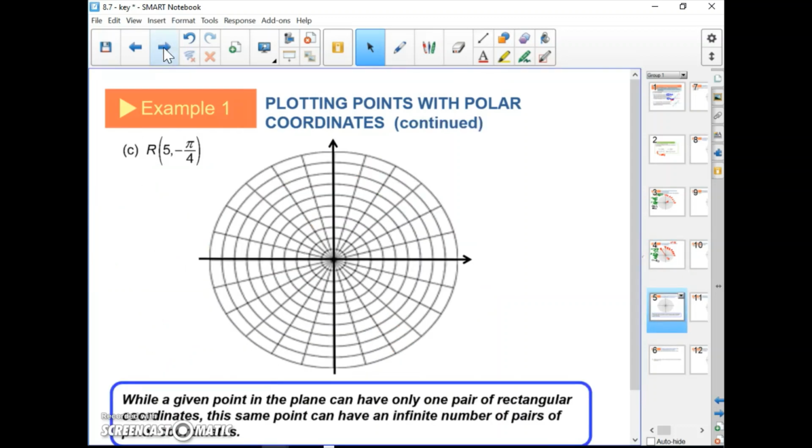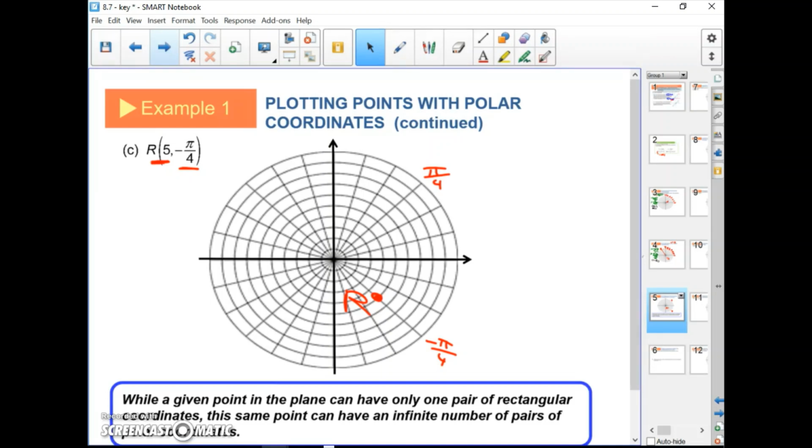Part C, we've got 5 comma negative pi over 4. So pi over 4 is up here. That's like 45 degrees. Negative pi over 4 must be down here. So again, start with the angle. Start with that direction, negative pi over 4, and then go 5 units in that direction. So 1, 2, 3, 4, 5 puts us right there. That's point R. I'm going to skip the conversion on this.